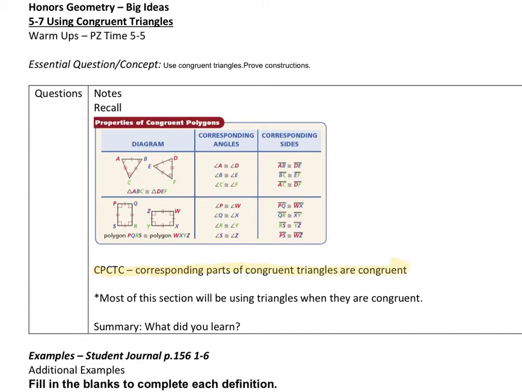All right, and some books will just say CP. Some books will just say CP. And I typically just say CPCTC. And what does it stand for? It means corresponding parts of congruent triangles are congruent.